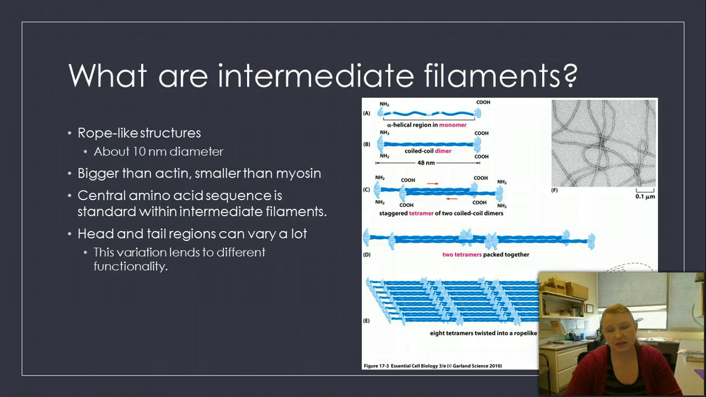It's very much like how we make rope, except the big key being that we have these head and the tail regions that you can see here vary a lot. And so that variation is what allows intermediates to have variable functions. So remember, it's very much rope-like. It's a lot of coiled coils on top of each other, those alpha helices.